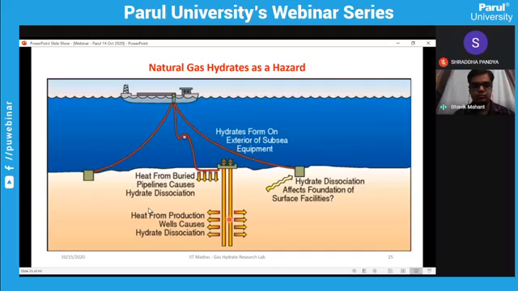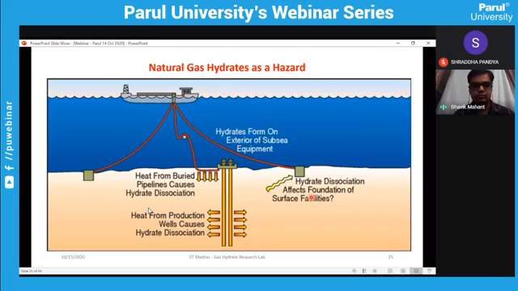If this heat reaches that storage, the natural gas hydrate will be dissociated, because at lower temperature methane is encapsulated, and at higher temperature it dissociates and converts into methane and water. Then basically everything will collapse.